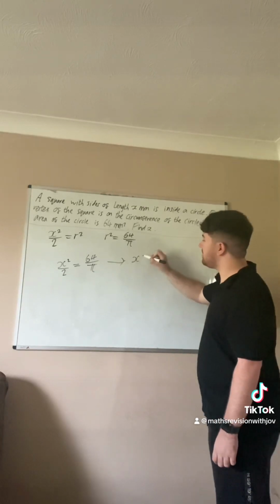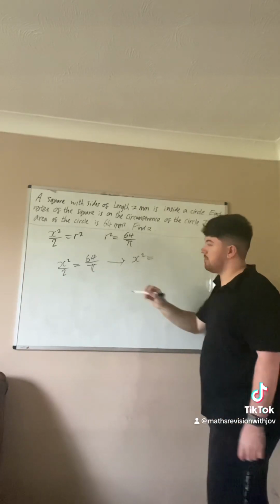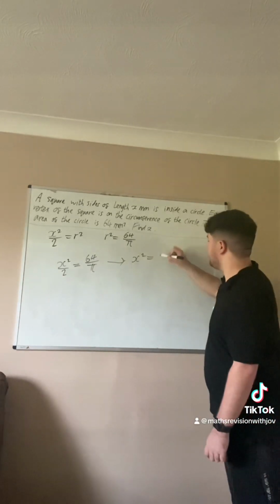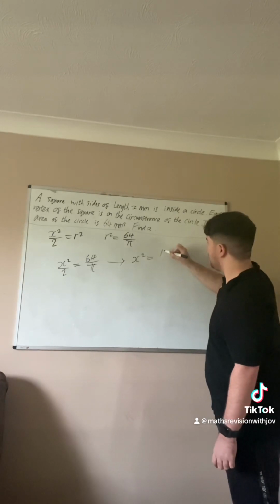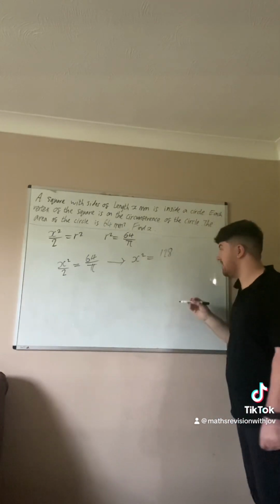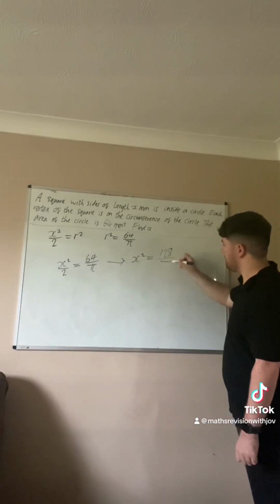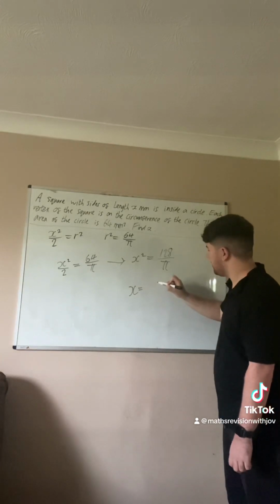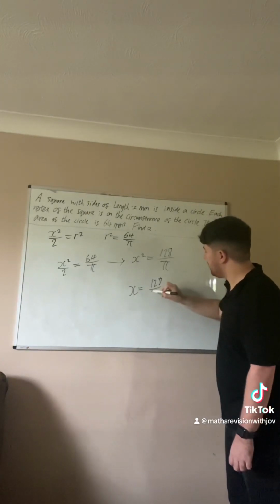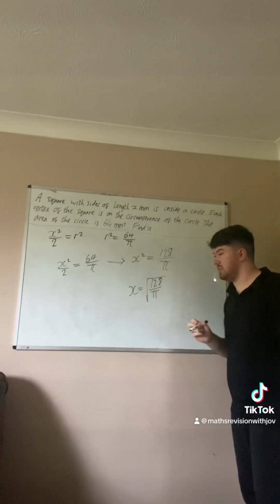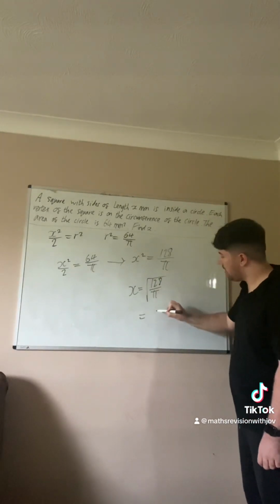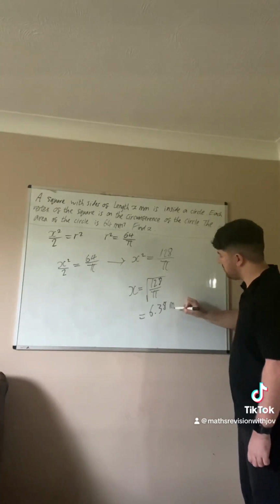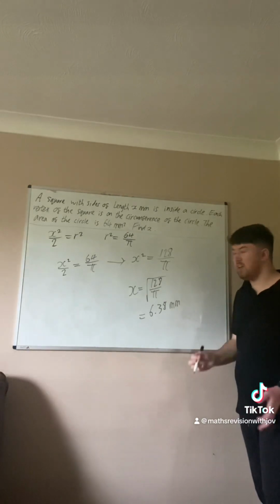We've got x squared equals, so we want to multiply both sides by 2 to get rid of this fraction. So 2 times 64 is 128. Pen almost ran out there. And then we're still dividing by pi, which now leaves us with the fact that x must be 128 divided by pi, all square rooted, which I think comes out at about 6.38 millimetres. And there we go, I hope that helps.